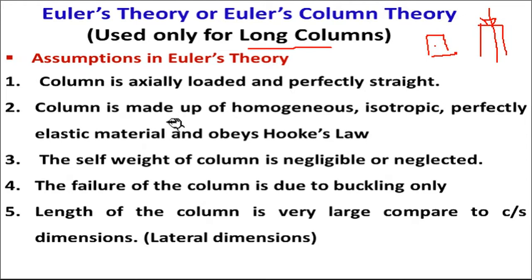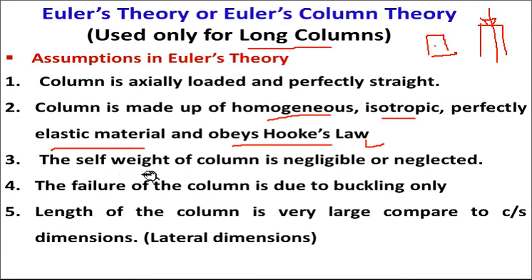The second assumption is that the column is made of homogeneous, isotropic, and perfectly elastic material, which obeys Hooke's law. Homogeneous means one type. Isotropic means having the same properties in all directions. Elastic means it can sustain large deformation. And Hooke's law means that in the stress-strain curve, stress is proportional to strain up to the proportionality limit. That is called obeying Hooke's law.